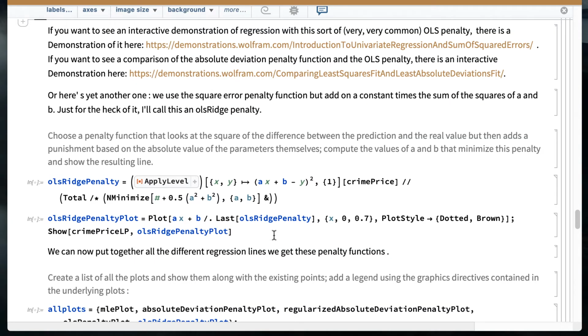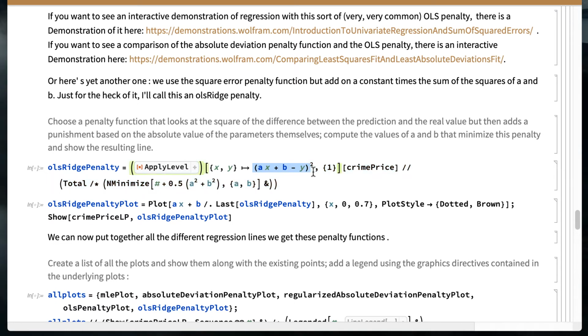There's more. In fact, there are an infinite number of penalties, aren't there? It's the same thing that we did before, the sum of the squared residuals, but we're going to add in this additional penalty where if A and B are small, this penalty is minimal. But if A and B get big, since we're squaring them, this can get quite big. And we'll call this, just for the heck of it, a ridge penalty.